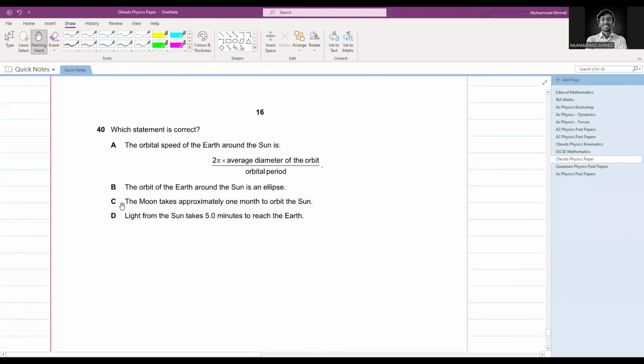Let's see this one. Which statement is correct? The orbital speed of the Earth around the Sun is 2 pi into the average diameter divided by the orbital period? No. This should have been the average radius.